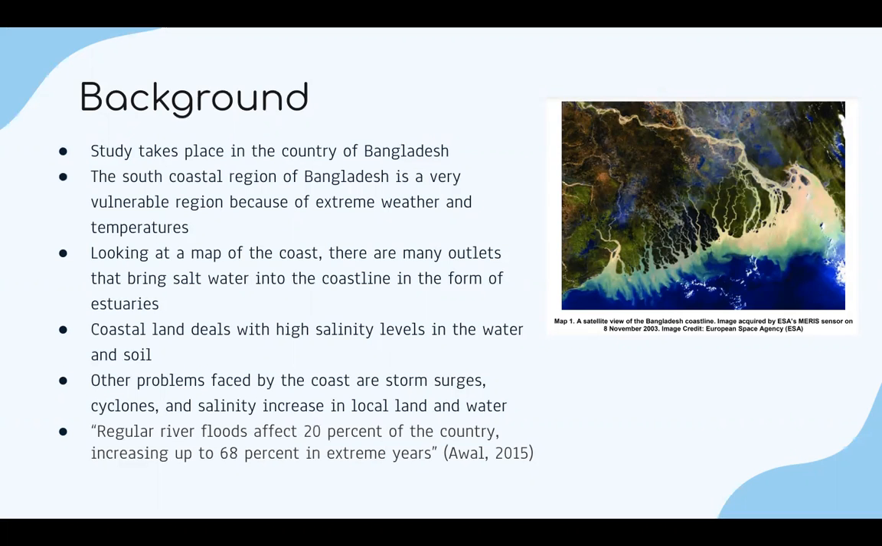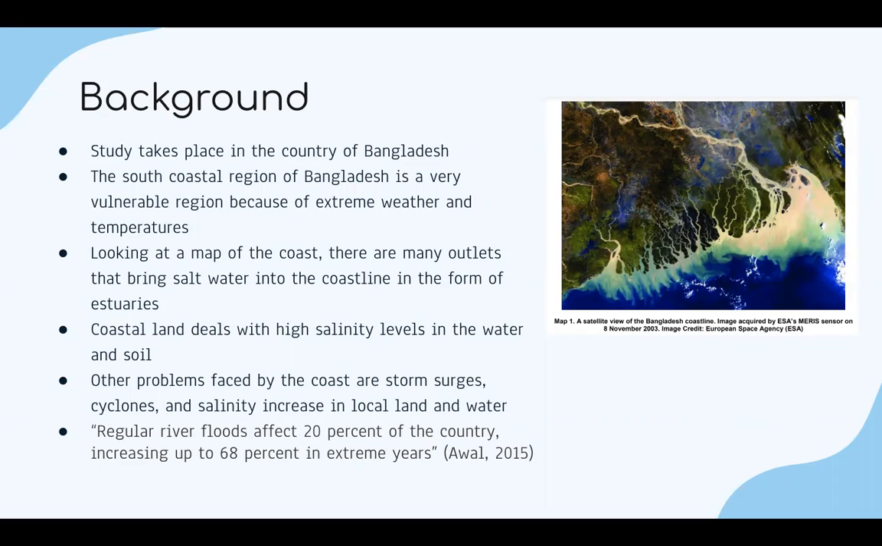The southern coast of Bangladesh is a very vulnerable region because of the extreme weather and temperatures that they see in those areas. Looking at a map of the coast specifically, there are many outlets that bring salt water into the coastline in the form of estuaries. These estuaries bring a lot of fresh water out, but because there's a lot of flooding and storms and cyclones, it brings a lot of salt water into the coast as well. The coastal lands deal with a lot of high salinity levels seen in the water and the soil.